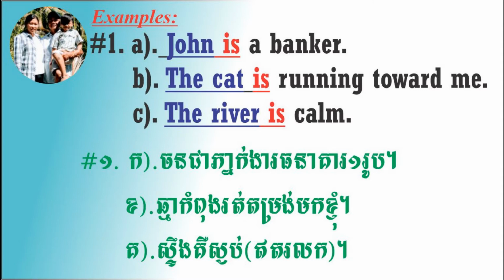Okay, John is singular, only one person, so we use the verb to be is with John. And the cat also is a singular noun, so we use is, and the river also is a singular thing, so we use is instead of are. Okay, all that we're talking about is a singular verb used with a singular third person or singular thing or singular animal. Okay, let's go to the next page.